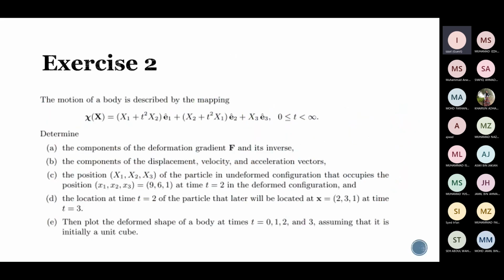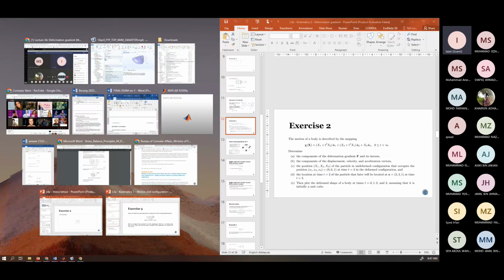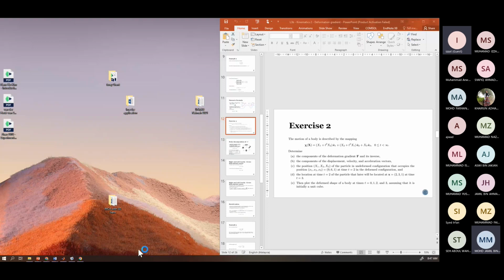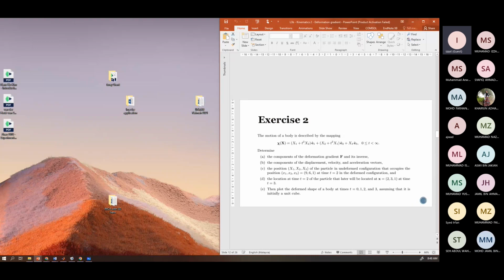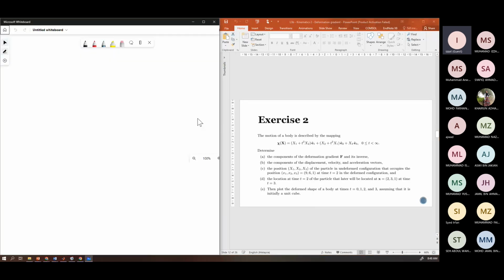Okay, so there is an exercise. Let's try to do this exercise here. The motion of a body is described by the mapping. Determine first the components of the deformation gradient F and its inverse. So let's try the first question.